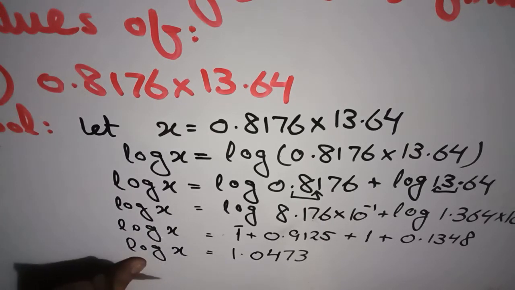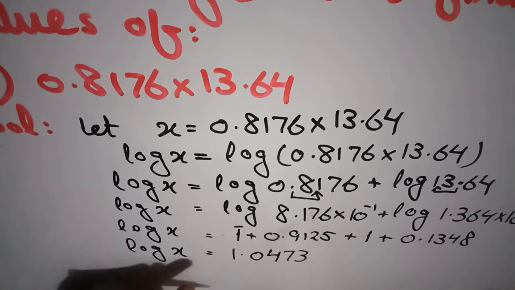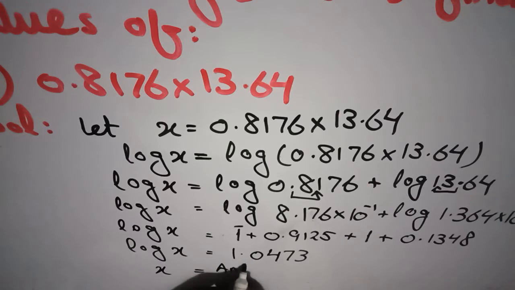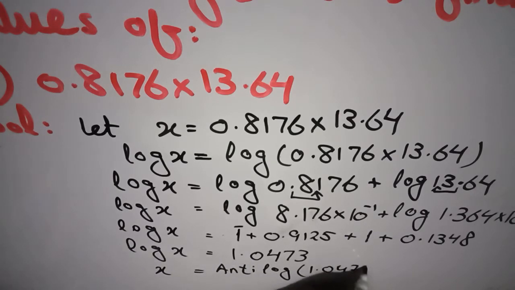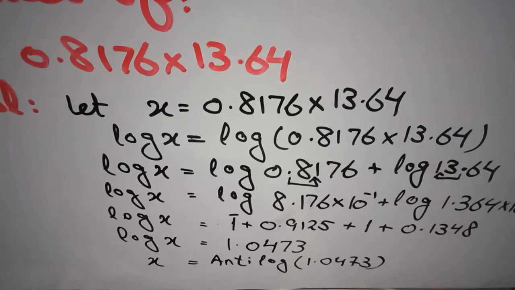Now, to eliminate the log, or to find the value of x, we will just take the antilog of both sides. By taking the antilog of both sides, only x will remain, and on the other side you will mention antilog 1.0473. When you take the antilog of this side, you will get x equal to 11.15. So that is the answer, and you can mention it. It is very simple.